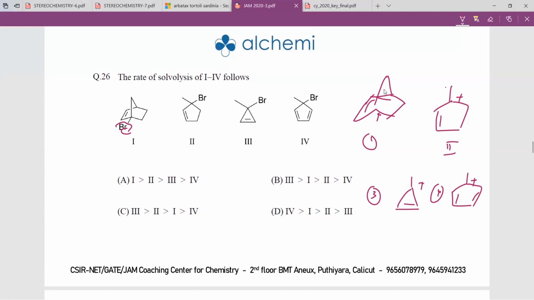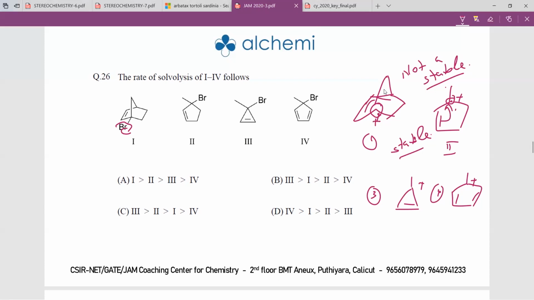If you look at the first option, you can see the carbocation is forming at the bridge center. Carbocation at the bridge center is least stable. It's not a stable system. Here you can see the second option. This carbocation is a tertiary carbocation and it has resonance stabilization. So this is a stable system. If you compare 1 and 2, definitely you can say 2 is more stable than 1. What about the third one?